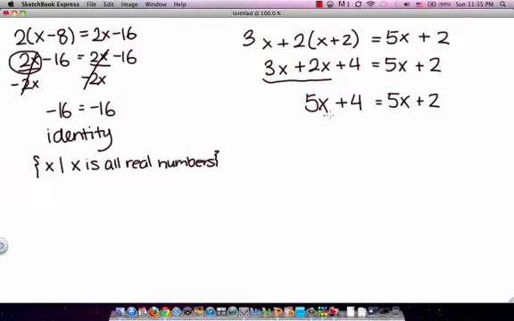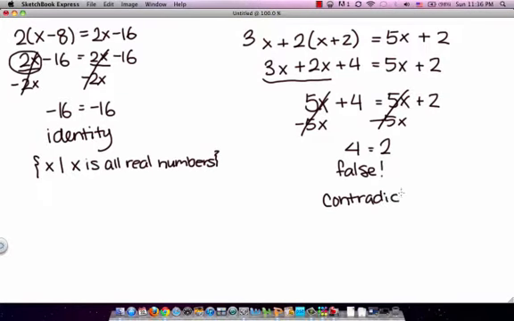So once I get to here, I want to isolate the x so that I can solve for it. So subtract out 5x from both sides. Once again, from doing so, I cancel out the x's, so I'm left with 4 equals 2, which is not true. So this is a false statement, hence this entire equation is a contradiction, meaning that there is no solution.